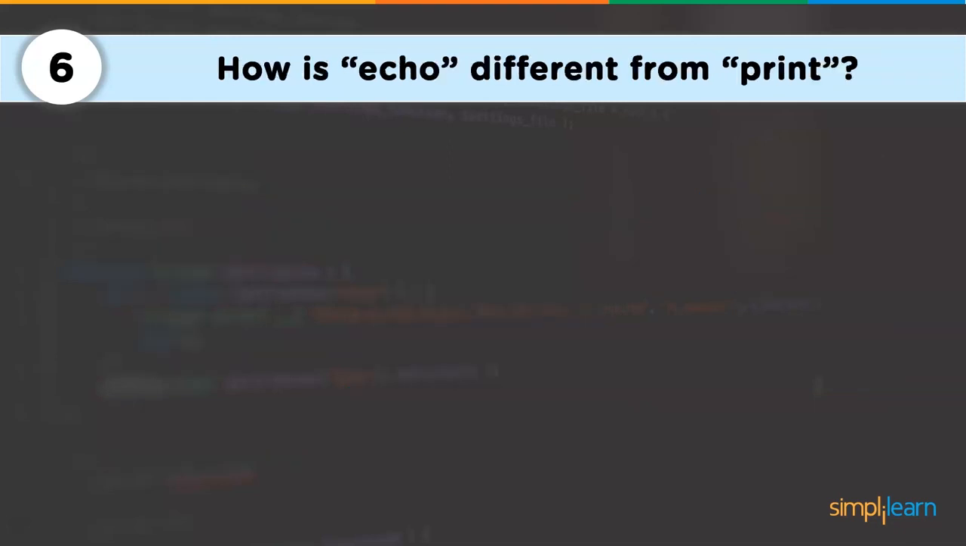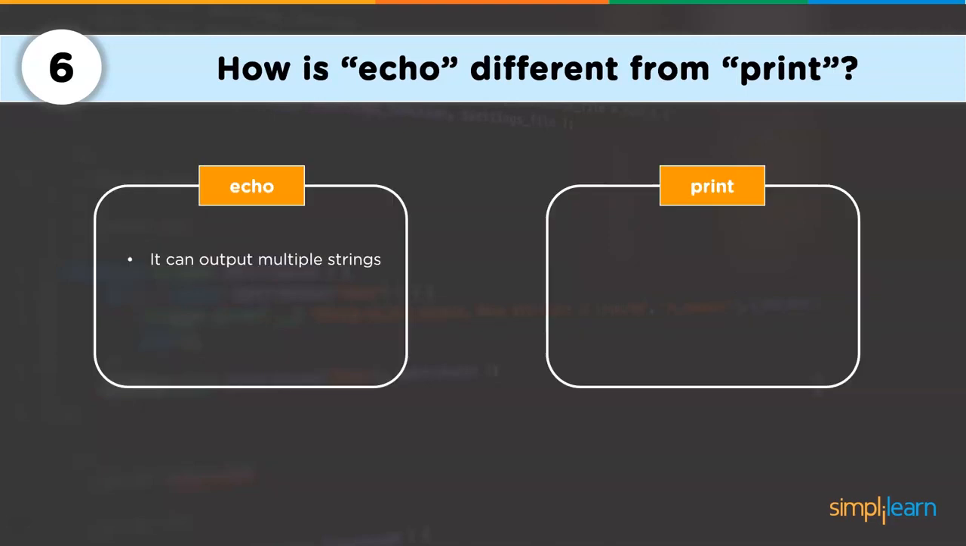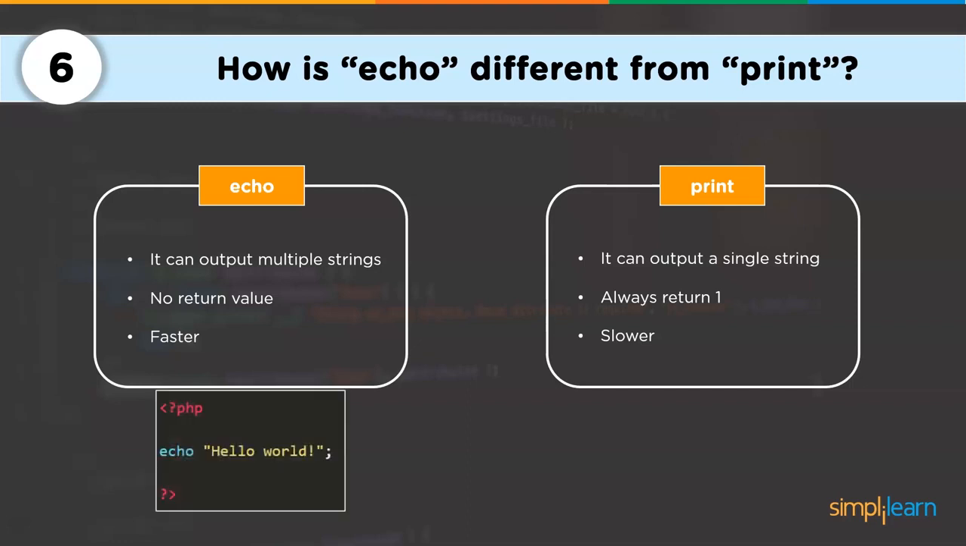Next question, how is echo different from print? Now echo can output multiple strings at a time, while print can output only a single string. Echo does not have a return value, while print always returns 1. That is the reason echo is faster because it does not have to return a value, while print is slower in comparison because it always returns a value. Now, as you can see, both of these commands, echo and print, are used in the exact same way.